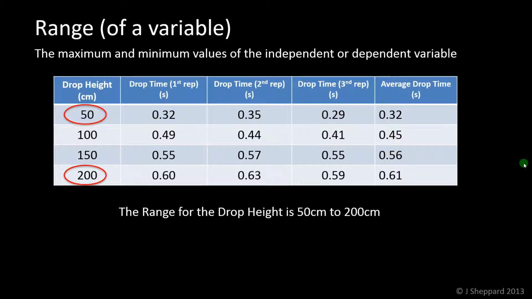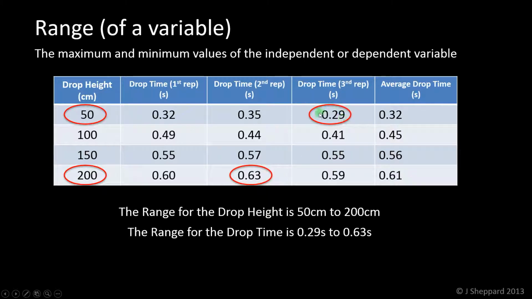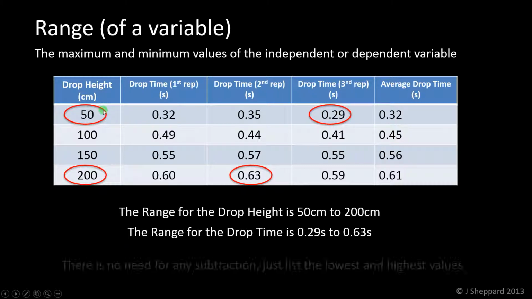And the range for the drop time is a little bit trickier to find. You need to find the smallest number in the table and the largest number of the individual readings. So 0.29 and 0.63 would be the range for the drop time. You could also argue to use the average values and say it's 0.32 to 0.61, but to be honest, it should be the smallest to largest value. You will see range discussed far less in terms of the dependent variable. Most often it's in terms of the independent variable.